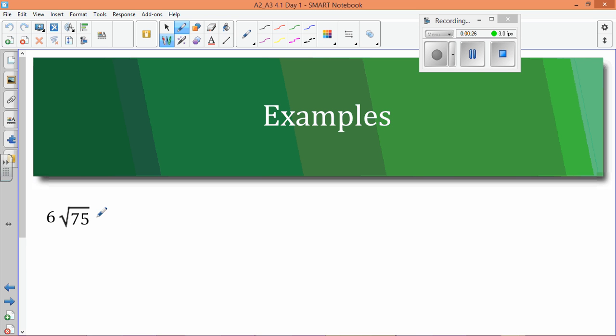We're just finding the simplified form of the square root of 75, and then multiplying by the coefficient 6 at the end. So let's see how we do that. We say to ourselves, what is the largest or greatest perfect square factor of 75? That happens to be 25.